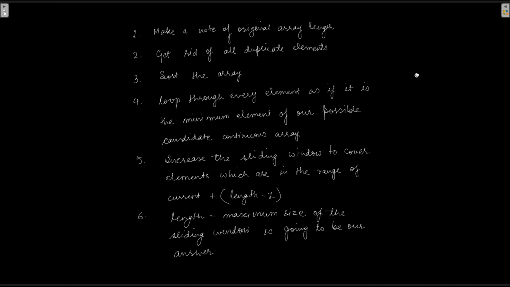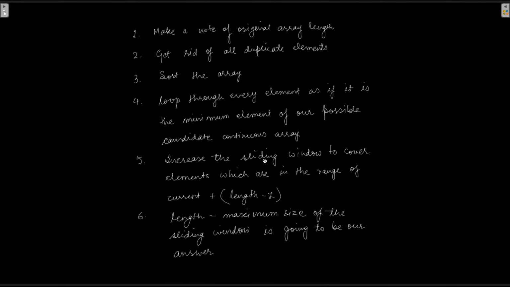I'll quickly run you through the algorithm once, and then we'll start coding. So first of all, we make a note of the original array length. Then we get rid of all the duplicate elements, because we know for sure that duplicate elements would not contribute to the final array, that would be the continuous array. Then we sort the array. After sorting it, we loop through every element as if it is the minimum element of our possible candidate continuous array. And along with that, we take a sliding window approach. So we loop through every element, and we take a note of the end pointer as well.